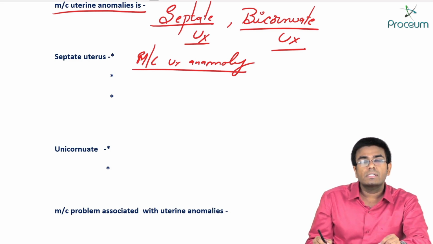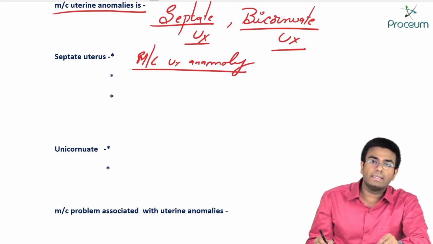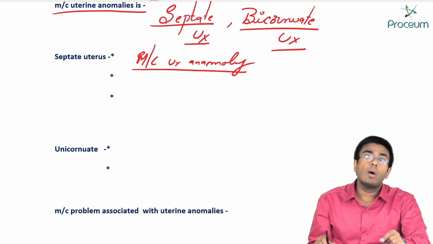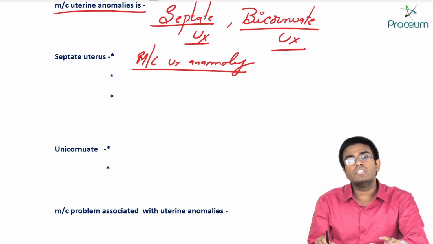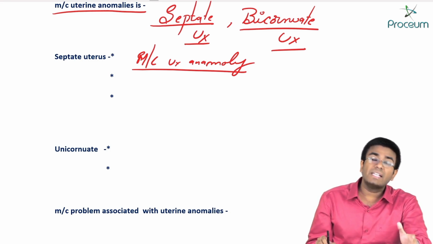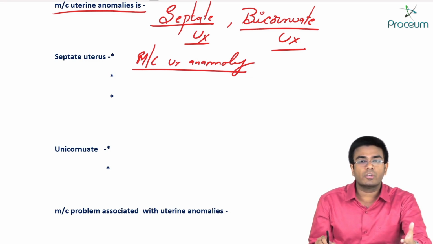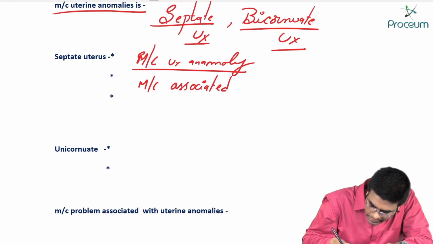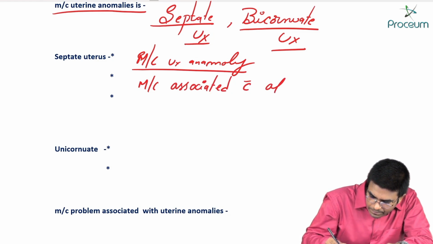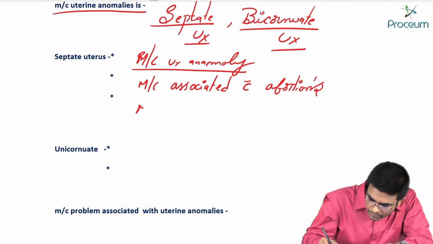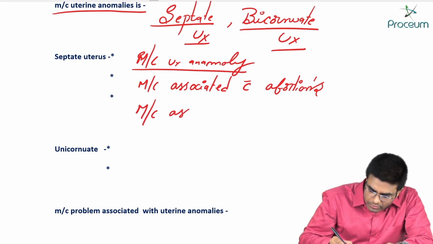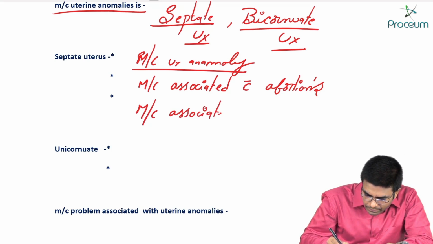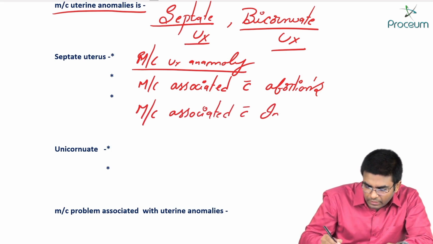Septate uterus is most commonly associated with abortions. The uterine anomaly which causes maximum abortions is septate uterus. Most commonly associated with abortions, and most commonly associated with infertility.